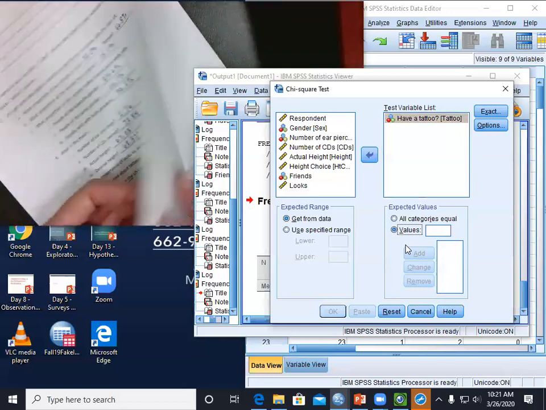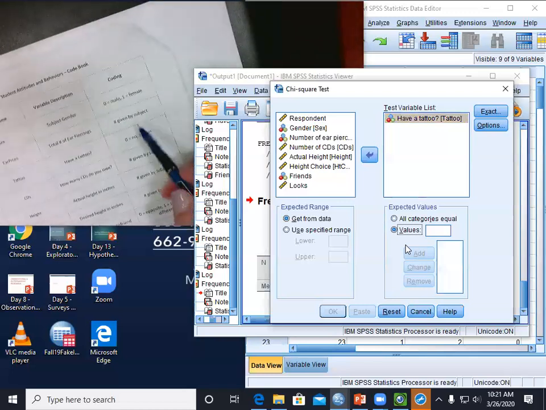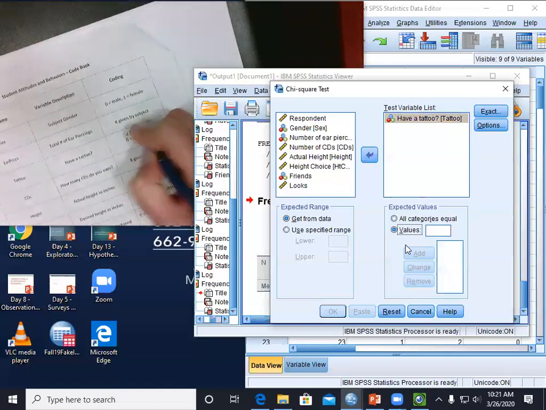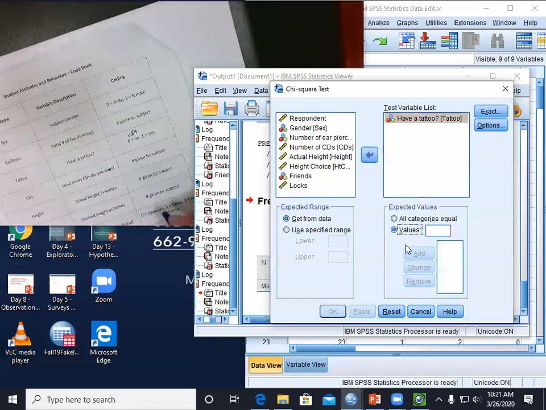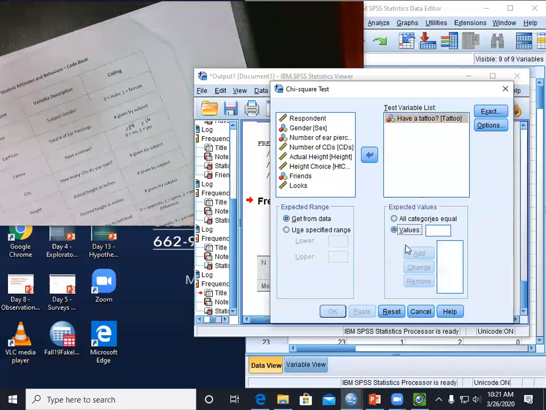And remember, when we enter these values, we have to enter them in the order that the variable was coded. Tattoo is coded 0 equals no, 1 equals yes. 0 is the lowest code. So we're going to enter what we expect as far as zeros go, which is 84%, and then what we expect as far as yeses, which is 16%. So we expect 84% of our sample to circle 0 and 16% of our sample to circle 1. We're going to enter things in this order, and click OK.